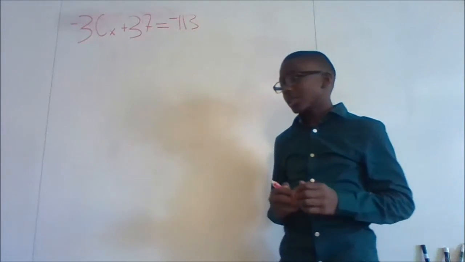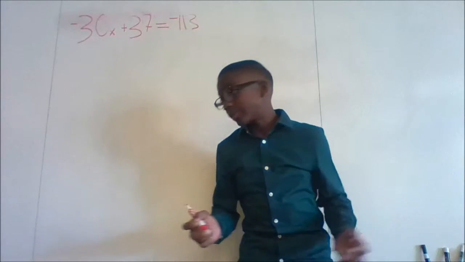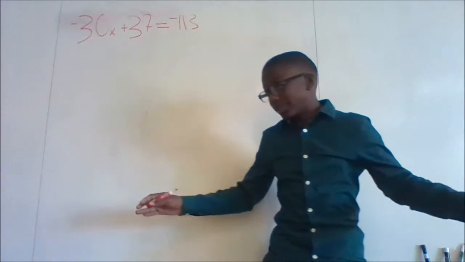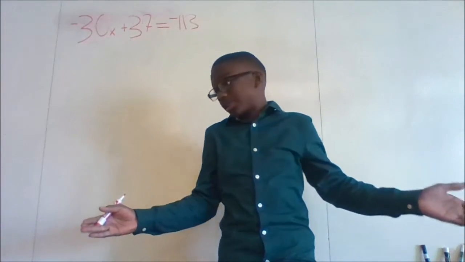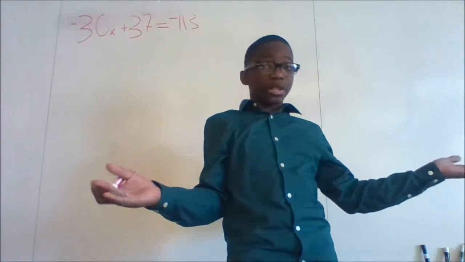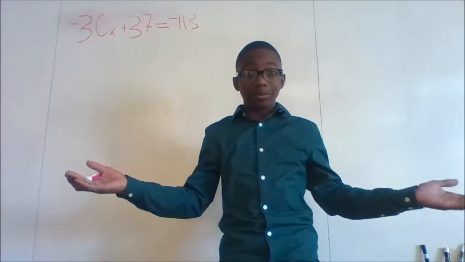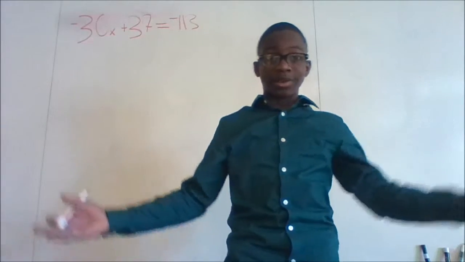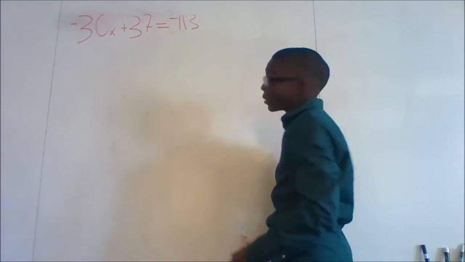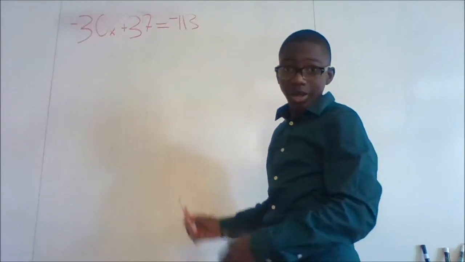Isolating variables is a lot like walking across a tightrope. You always have to have balance. When isolating variables, you can't just take something from the left without taking it from the right. You have to evenly take it from both sides so that way you don't tip over. And I'm going to show you how to do that.